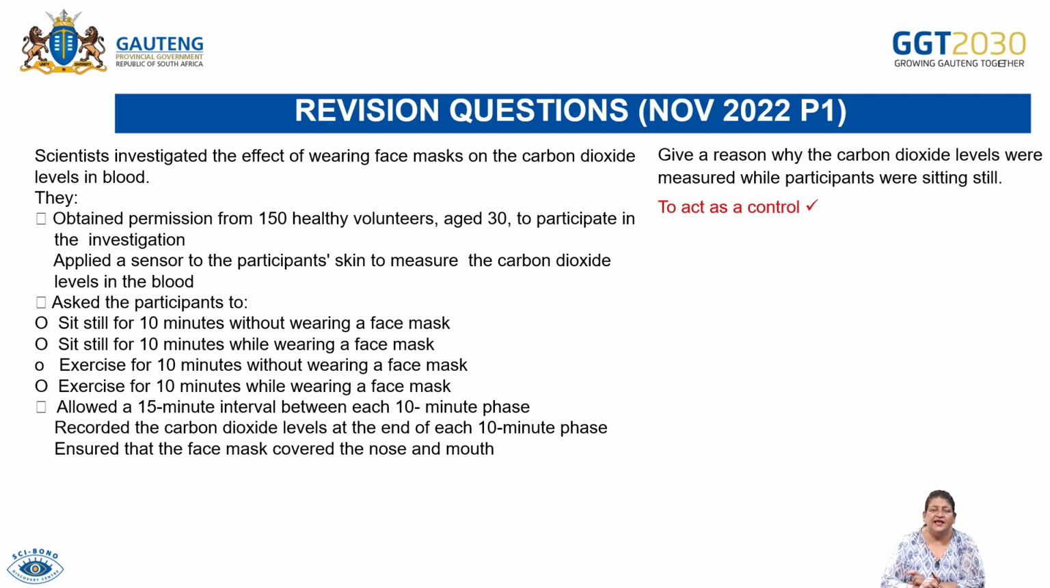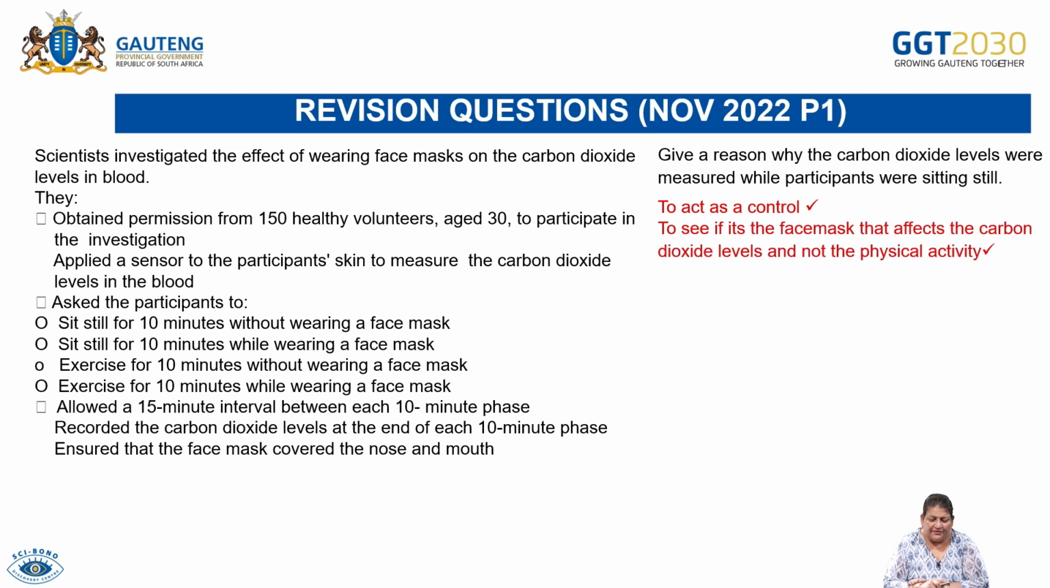Because that acts as a control. They said, let us give this group to sit still. They must not wear a mask. And let's see if the CO2 level is going to be high or low. So that group which was not treated with a mask is called your control group. Okay. And why must you have a control group? To see if it's the face mask that affects the carbon dioxide levels and not the physical activity.